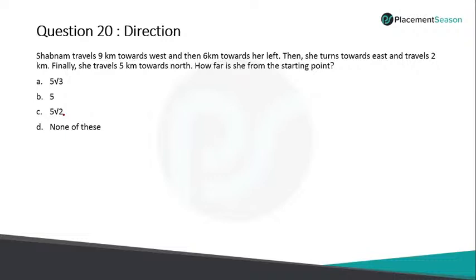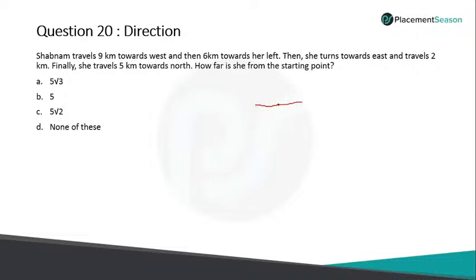Just logically apply your mind and think, and you just trace the path. If you have to find anything different or difficult, you just draw that in a rough copy. Otherwise, you just trace the path by using your logical thinking. For example, Subnam travels 9 kilometers towards the west. I can just logically apply it, but for you, I'll try to solve it. First, 9 kilometers west.